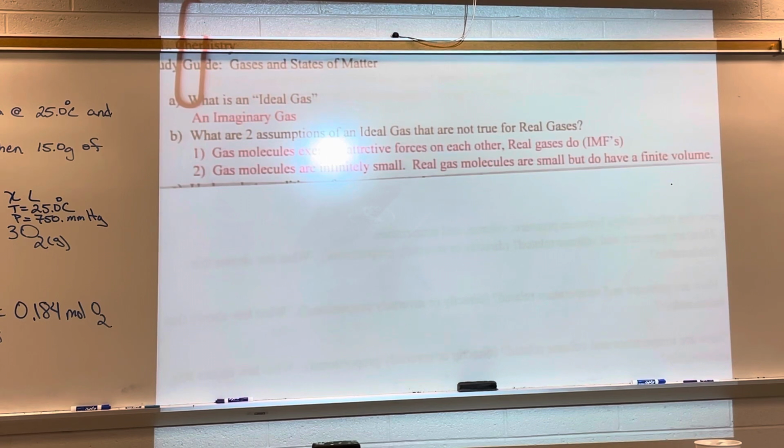In a gas, are the molecules real close to one another? No. And they have enough energy that they're well above their boiling point. They have enough energy that the attractive forces are really insignificant. So as long as the temperature is high enough and the molecules are spread out enough, the attractive forces are really negligible.